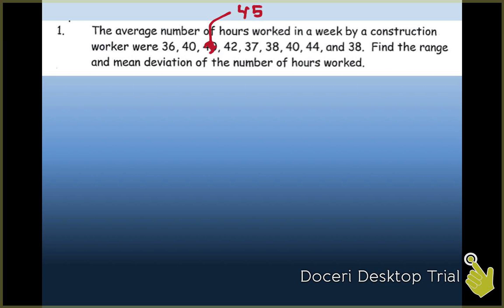Okay, change that one to a 45 or it's not going to work out nicely. That's a typo. So 36, 40, 45, 42, 37, 38, 40, 44, and 38. We want to find the range and the mean deviation of the number of hours worked.